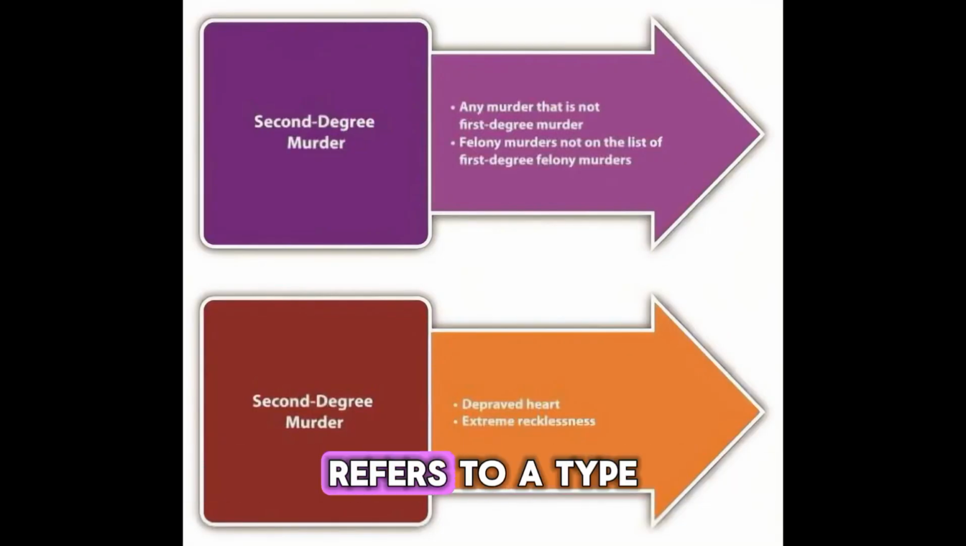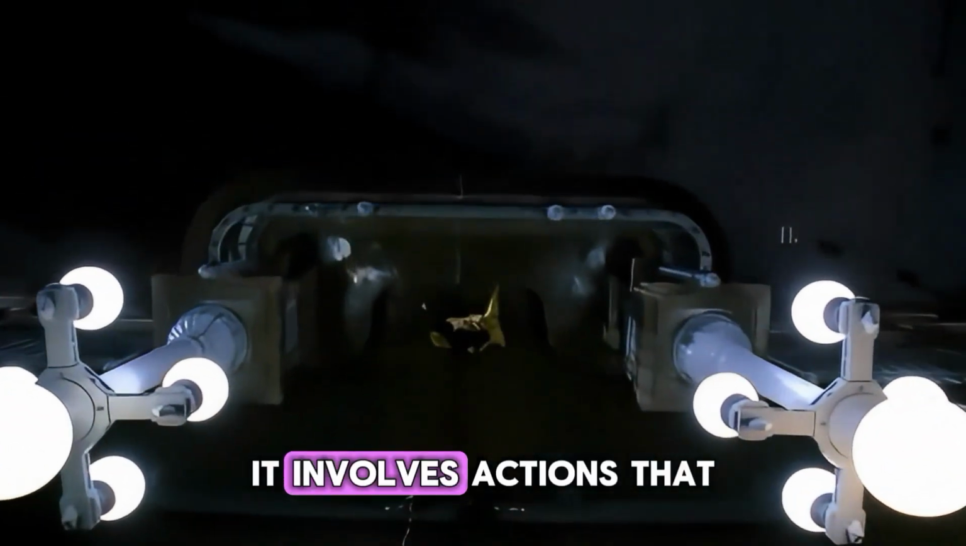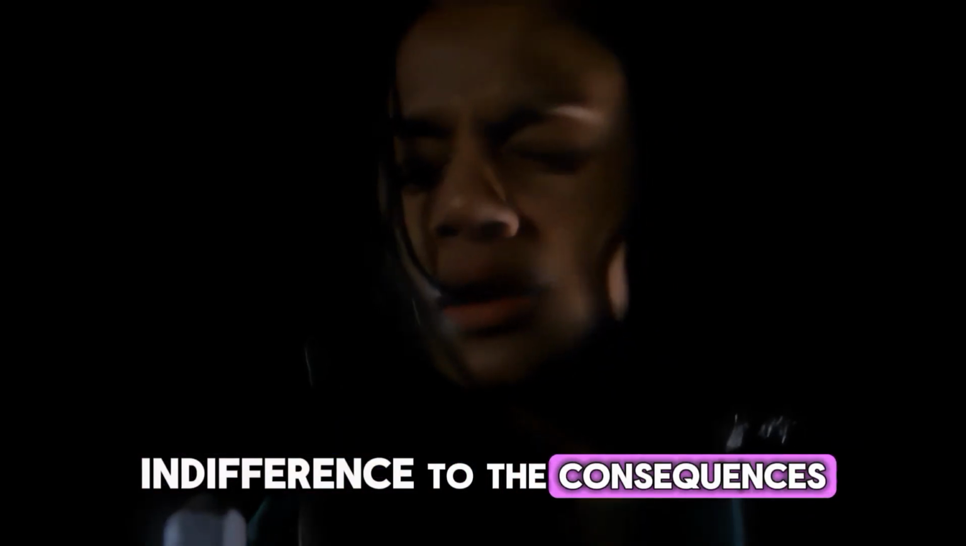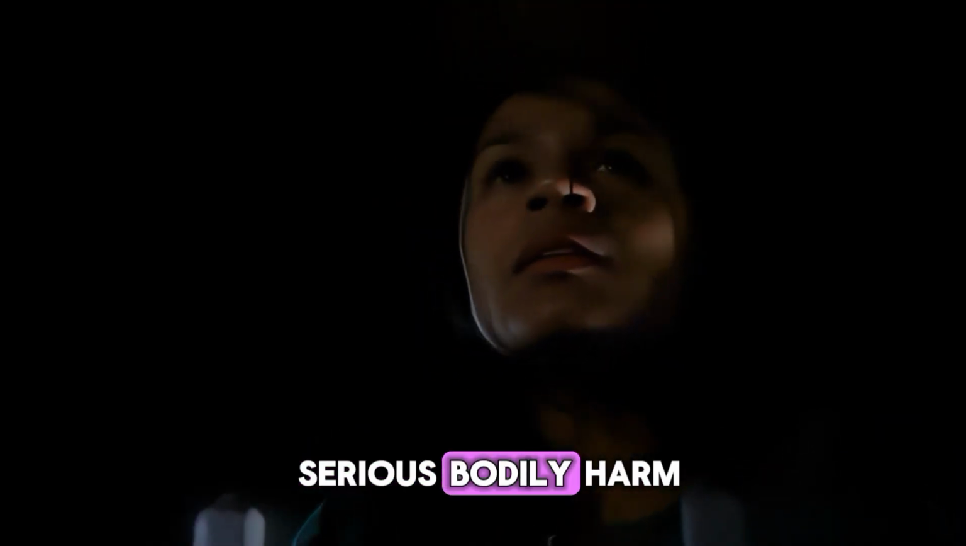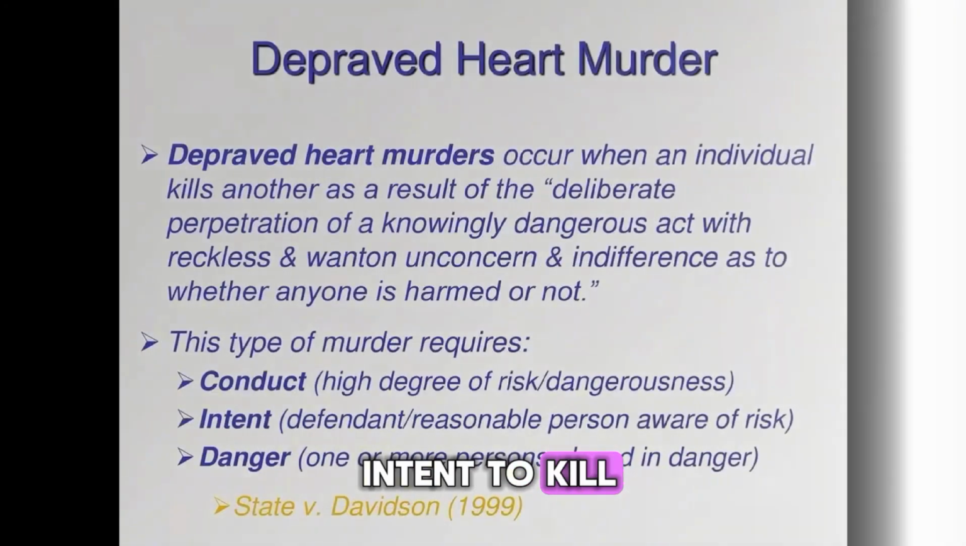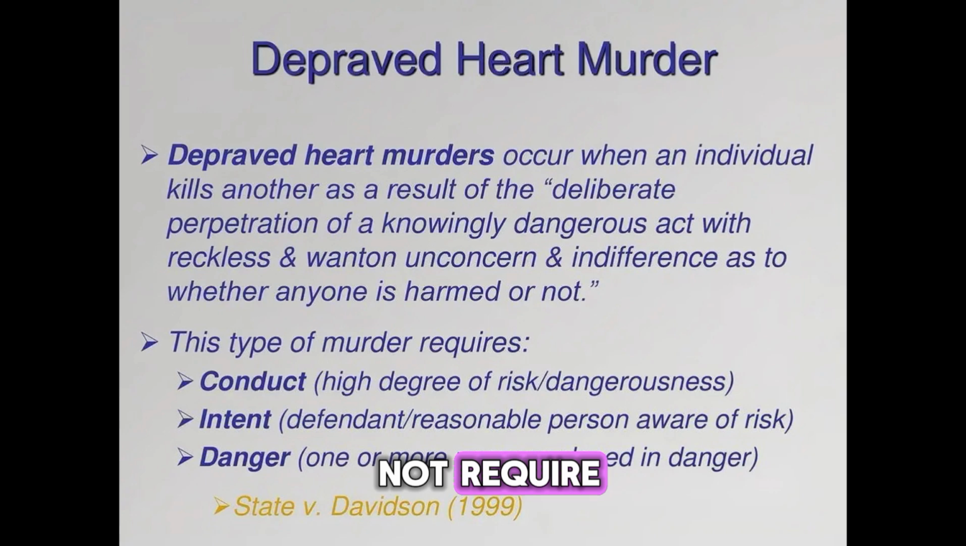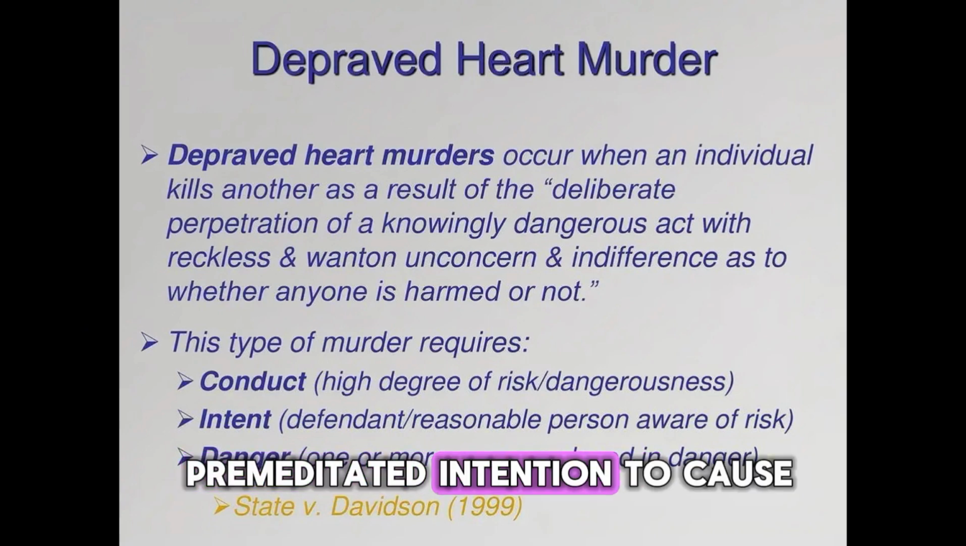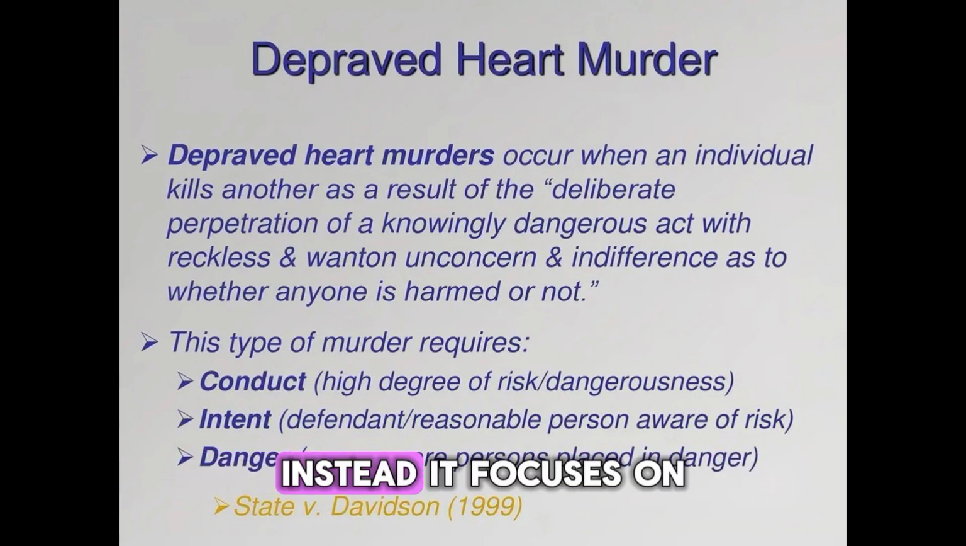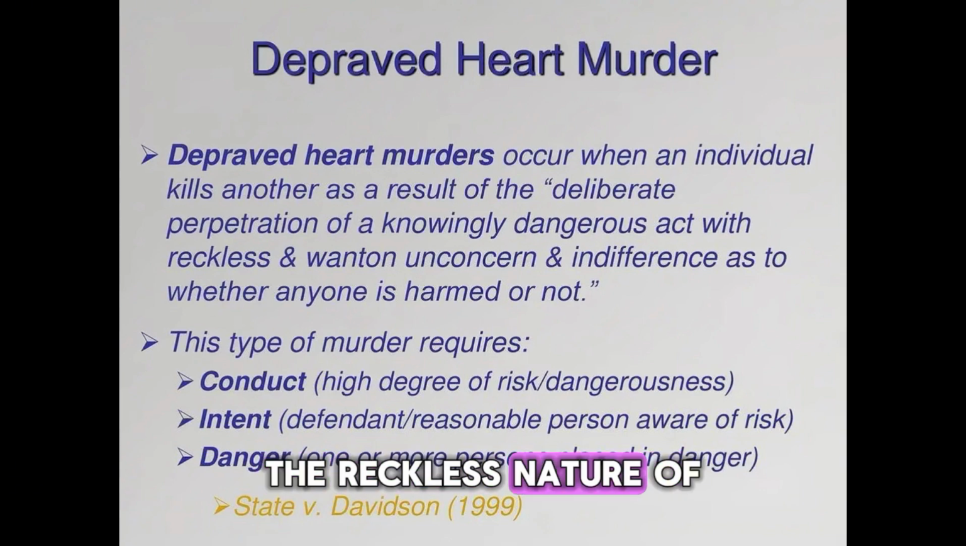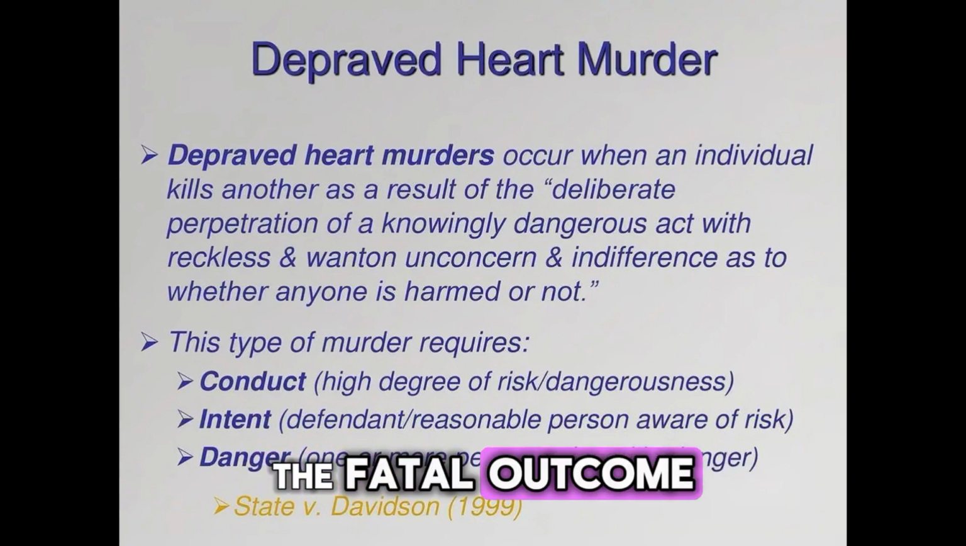Depraved heart murder. This legal term refers to a type of second-degree murder where the perpetrator demonstrates a reckless disregard for human life. It involves actions that are so dangerous that they indicate a gross indifference to the consequences, resulting in death or serious bodily harm. Unlike traditional murder, which often involves specific intent to kill, depraved heart murder does not require the perpetrator to have a premeditated intention to cause death. Instead, it focuses on the reckless nature of the actions that lead to the fatal outcome.